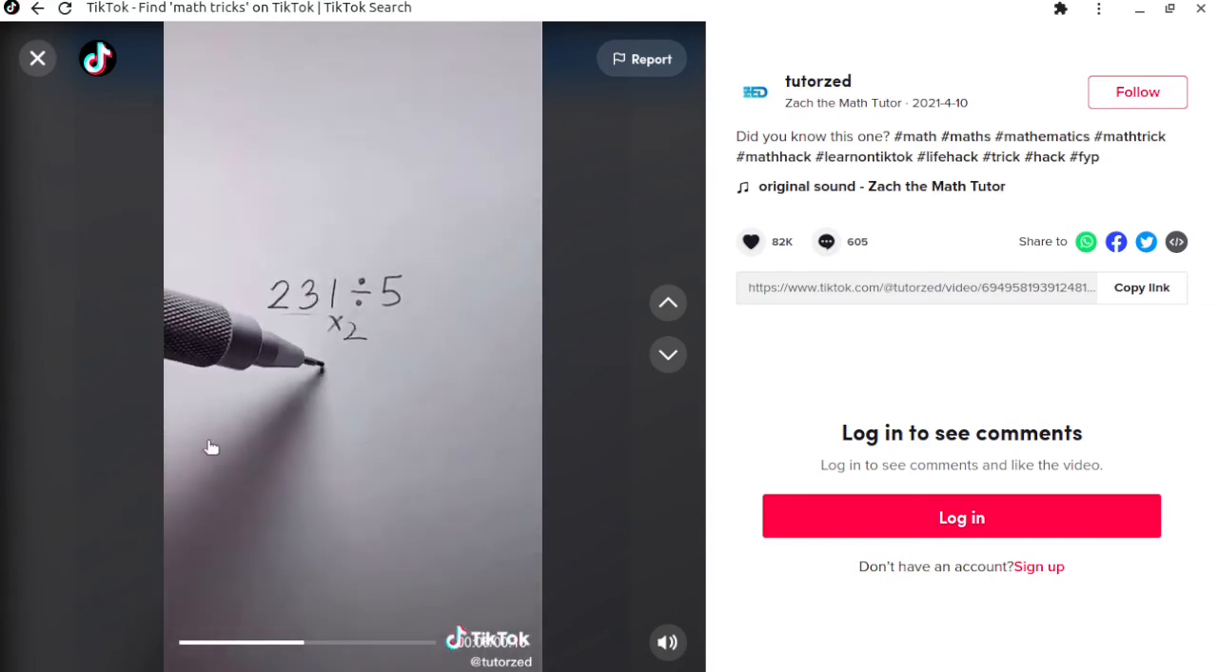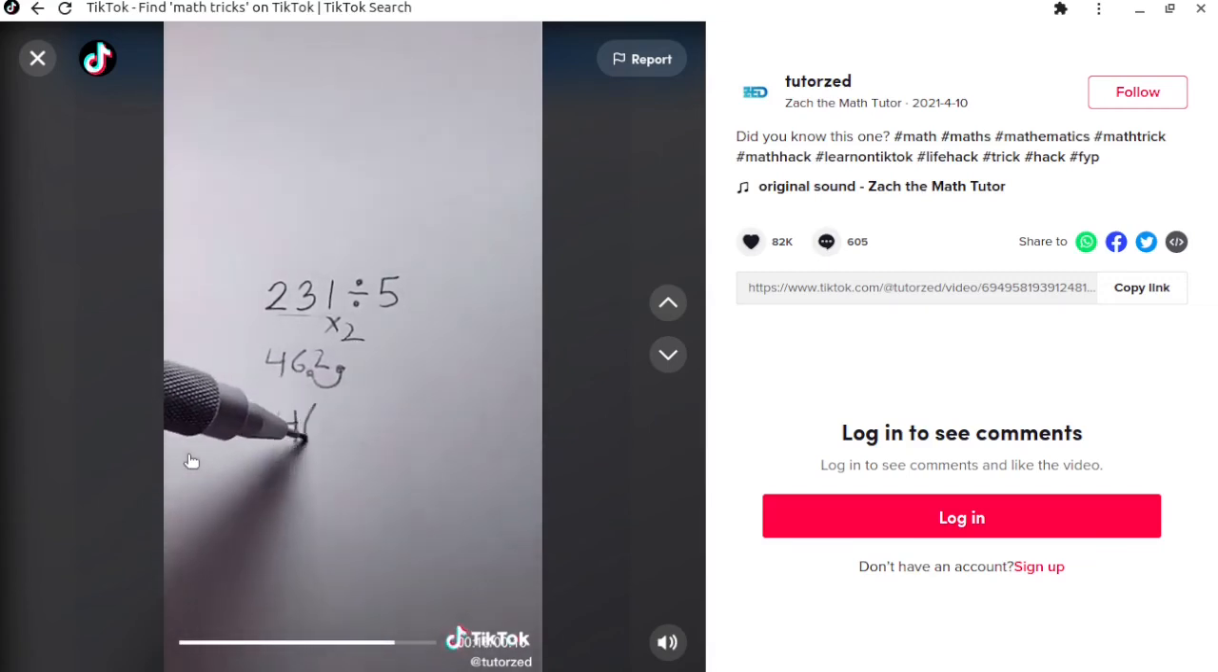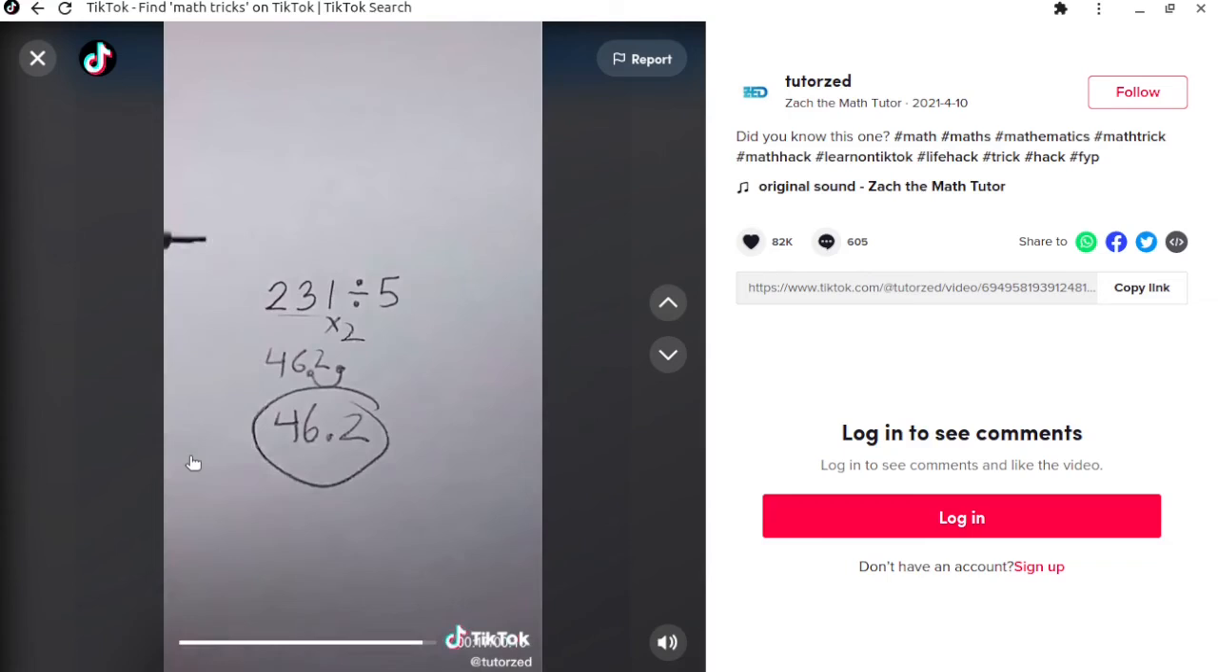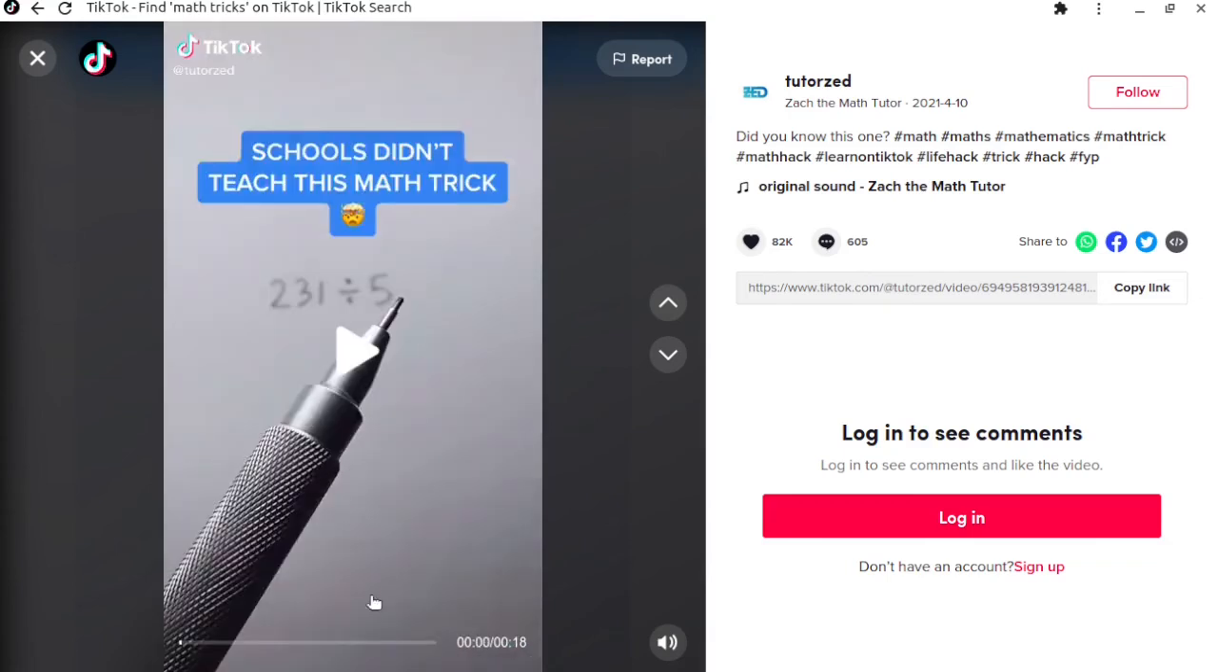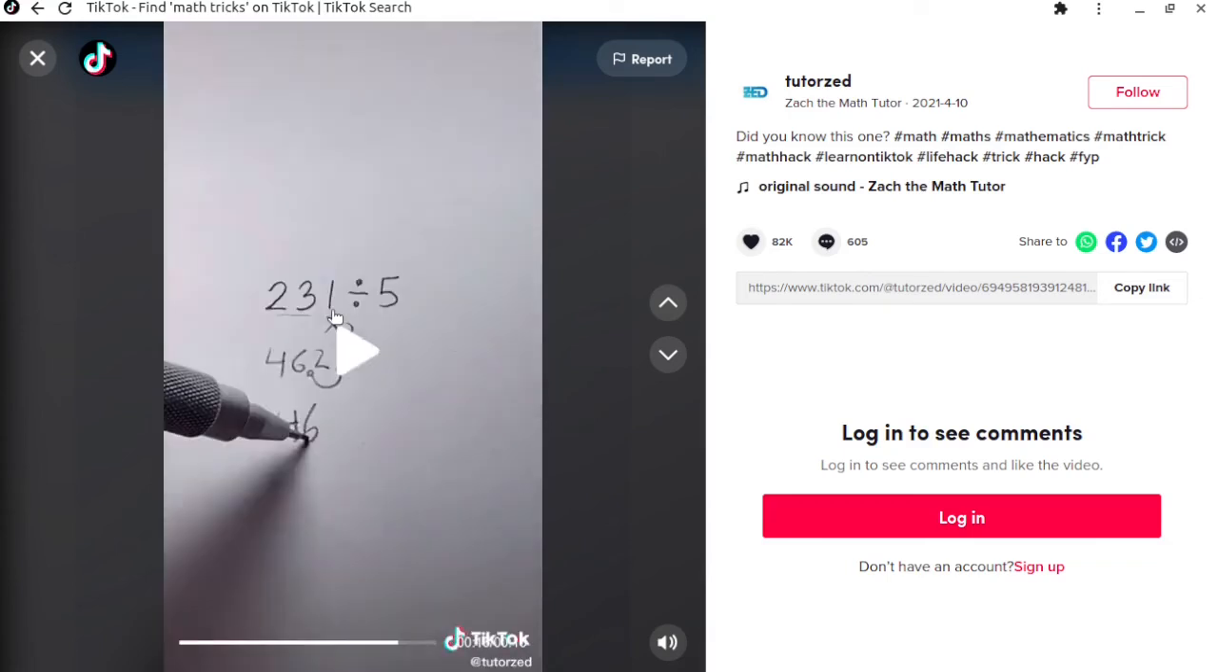So 1 times 2 is 2, 3 times 2 is 6, 2 times 2 is 4. And then move the decimal in that one place over. So you get 46.2, and that's going to be your answer. Okay, that's good. That's conceptual. That works, and that works with any number.